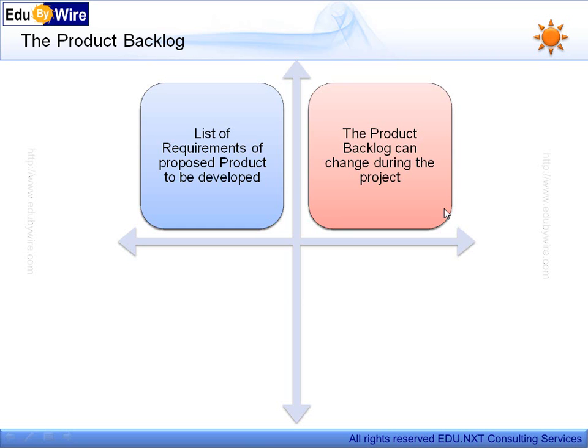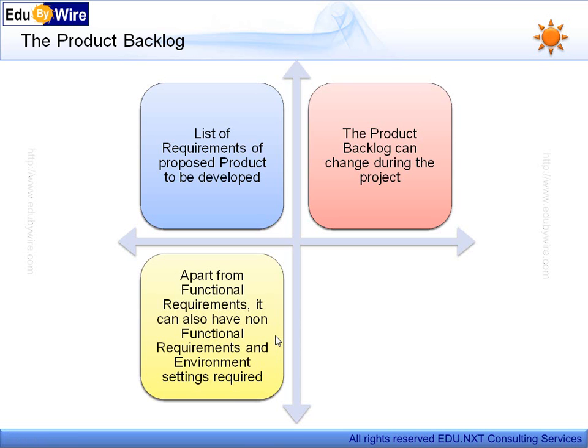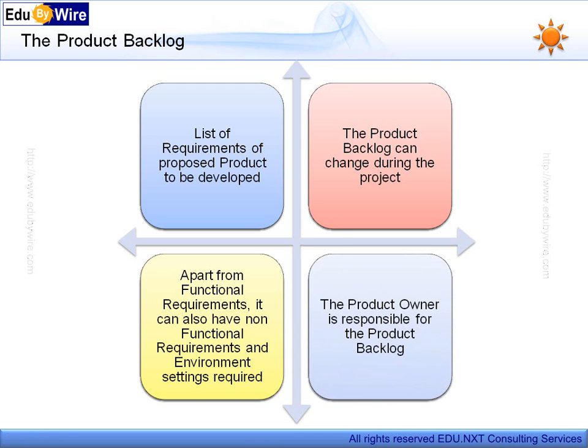The priority indicates which requirements need to be catered first. These requirements are high-value requirements. Apart from functional requirements, it can also have non-functional requirements and environmental settings required. For example, performance, scalability, security requirements, etc. The product owner is responsible for the contents, prioritization, and availability of the product backlog to the other team members.